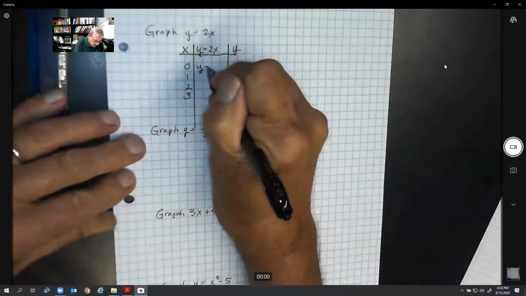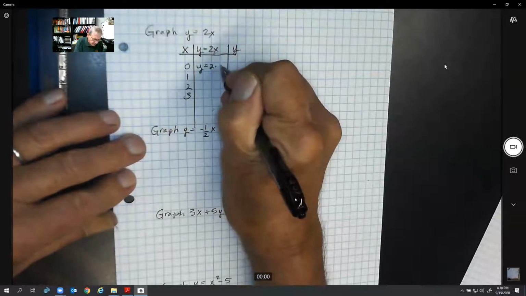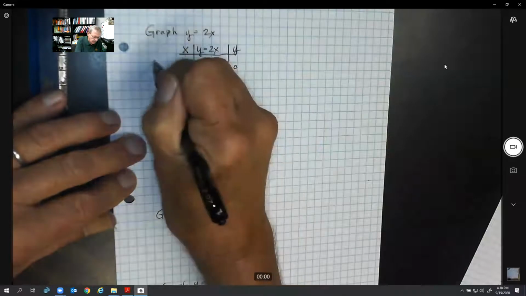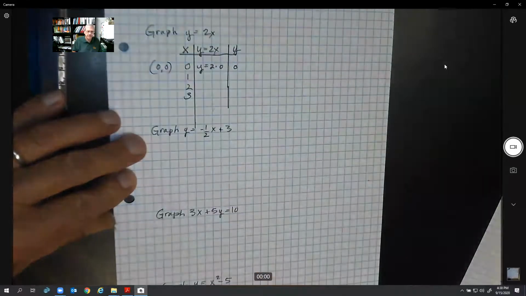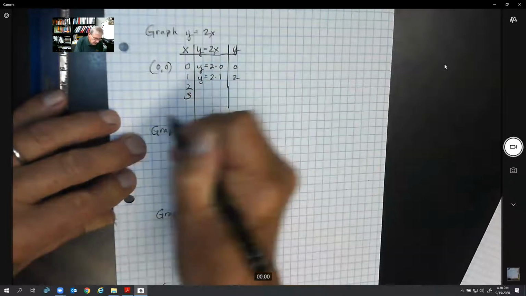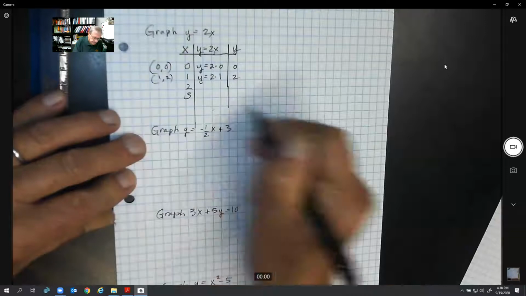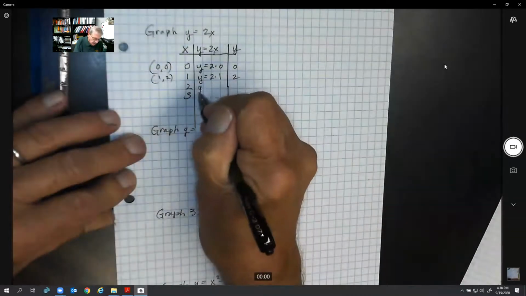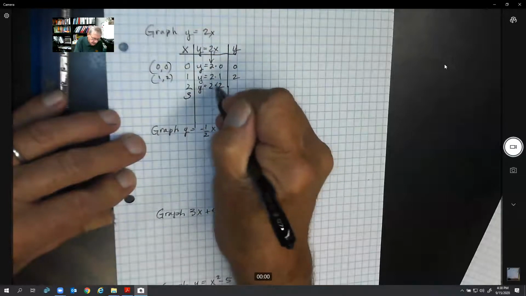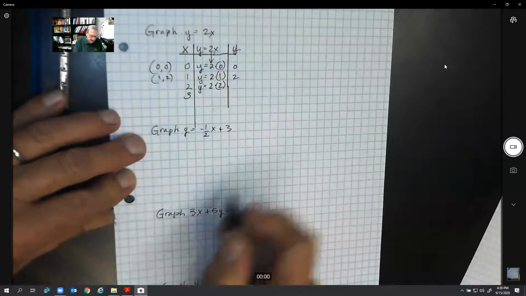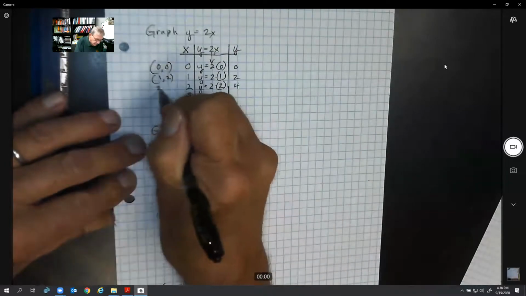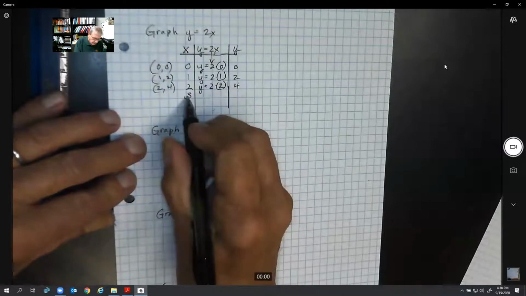Over here is my workspace. This is 2 times 0, which is 0. And this gives me the ordered pair 0, 0. See? Put a 1 in here. I got 2 times 1, 2. I got the ordered pair 1, 2. y equals 2, 2 is my constant, times 2. Maybe I should put these in parentheses. That's the number I'm replacing. 4. So I have the ordered pair 2, 4. Now I'm going to put in a 3.